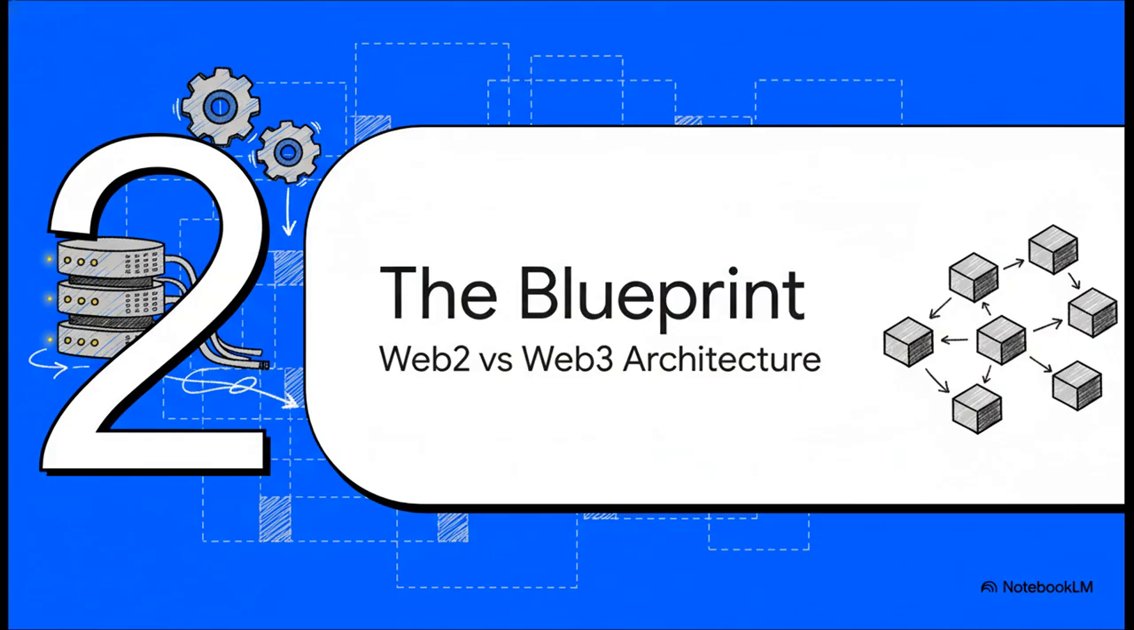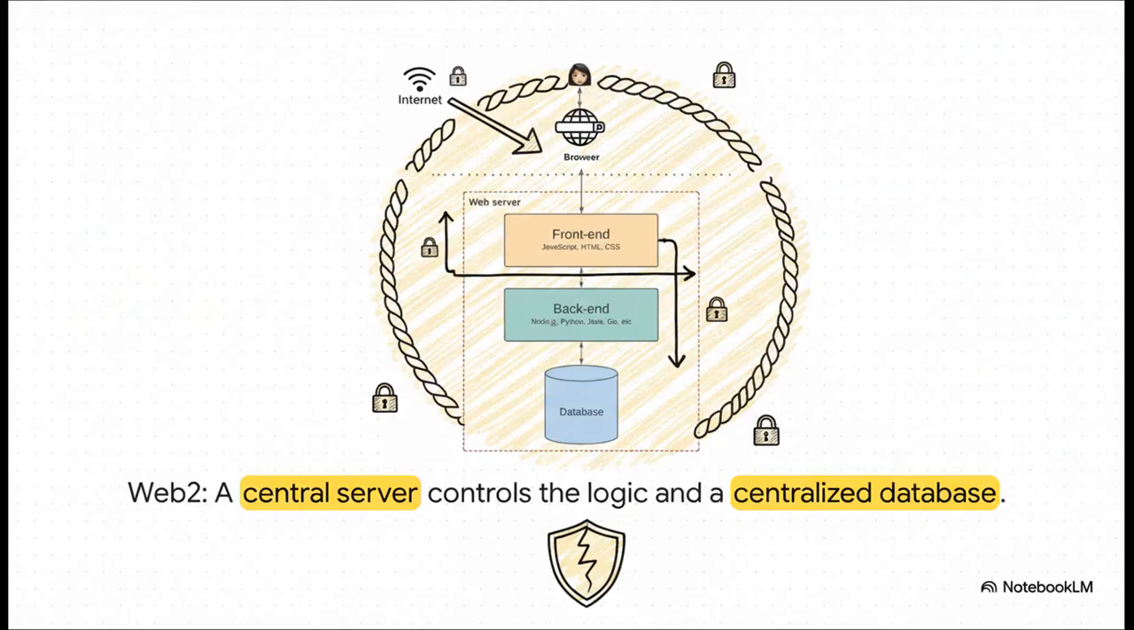Okay, so we've talked a lot about the why. Now let's dig into the how. Let's actually look at the blueprints and see what makes the architecture of Web3 so different from the internet we're all used to. Okay, this diagram right here should look super familiar to pretty much everyone. This is Web 2, classic stuff. Your browser talks to one central web server, and that server is the boss. It runs all the code and controls a private database where every bit of data is stored. Sure, it's efficient, but it's also a single point of control and a single point of failure.